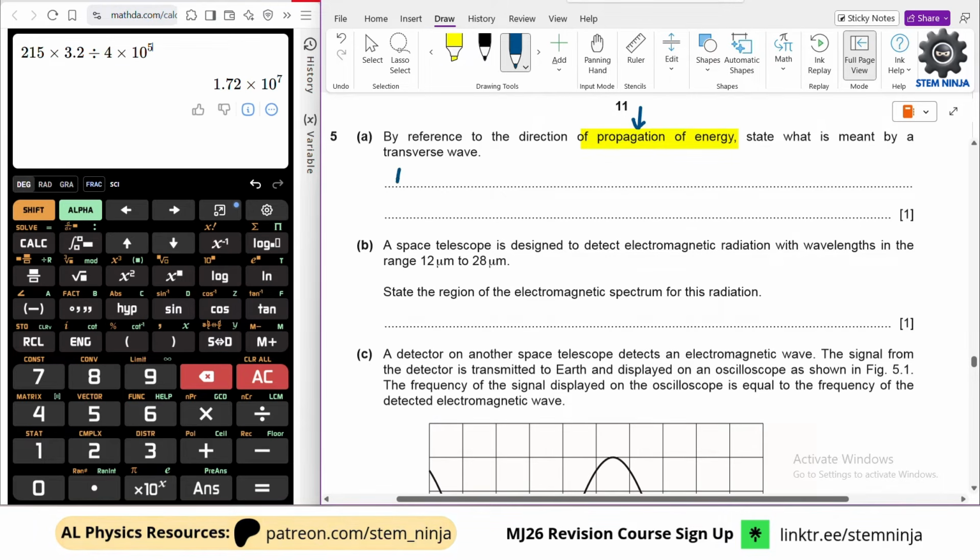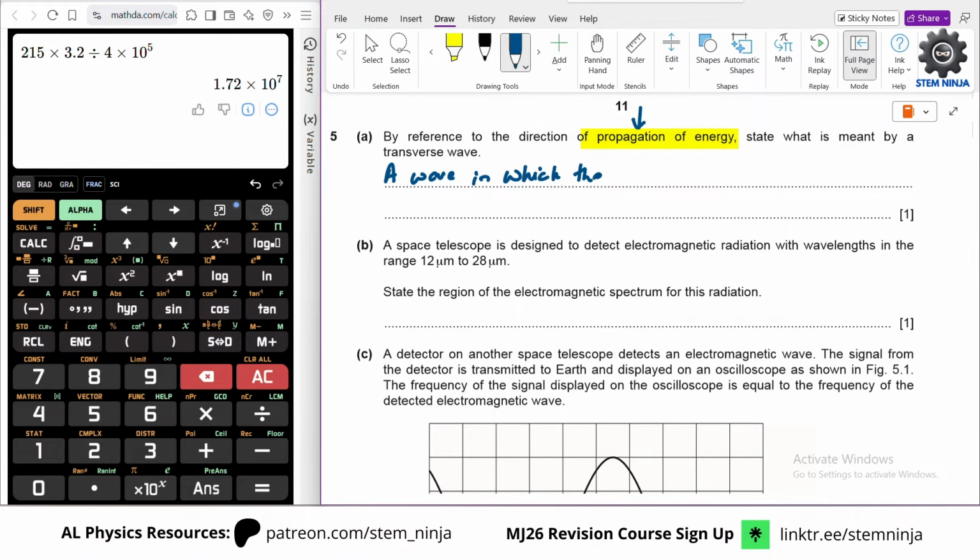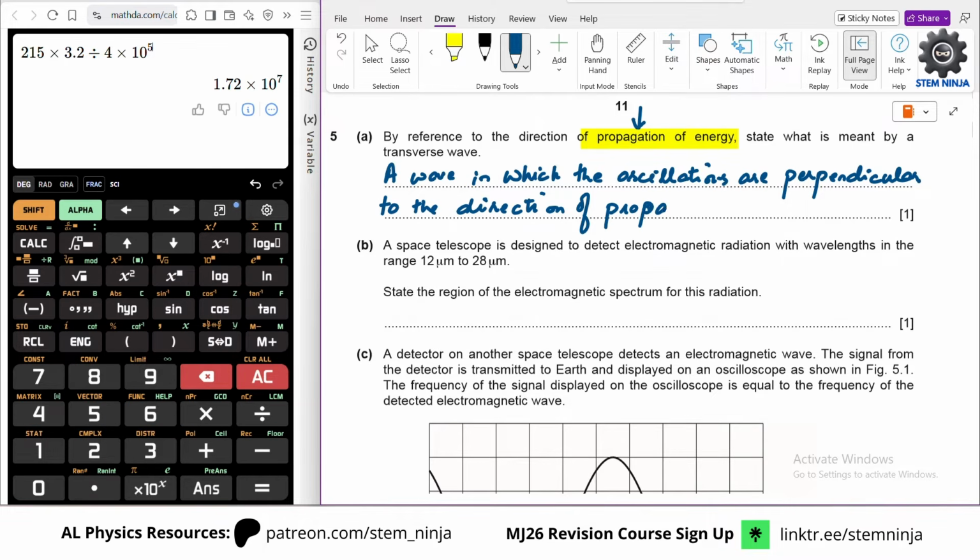So, the transverse wave: a wave in which the oscillations are perpendicular to the direction of propagation of energy of the wave.